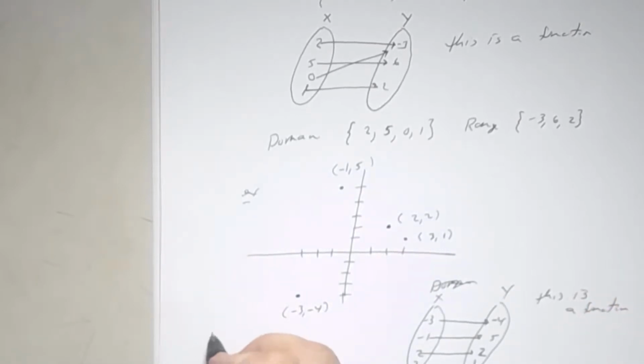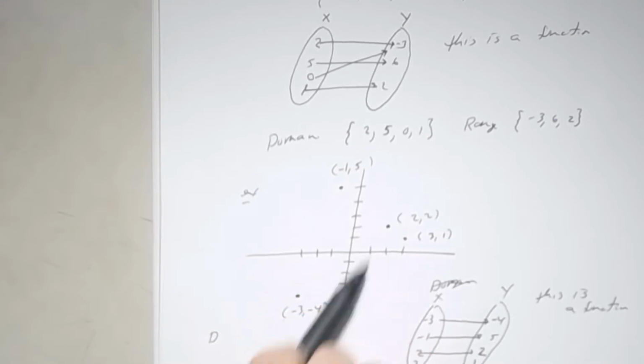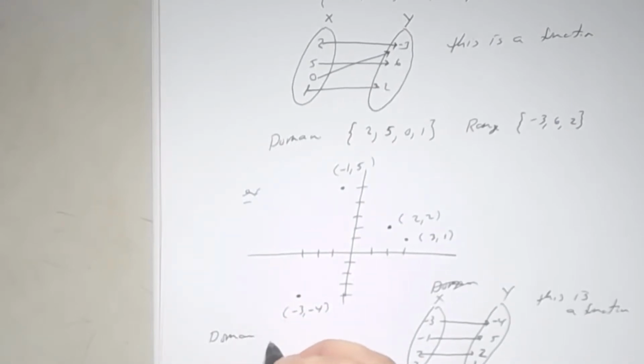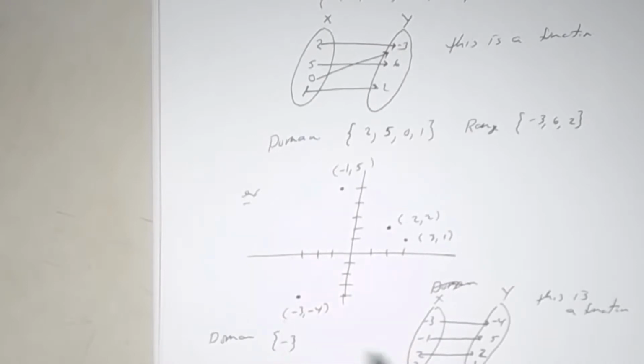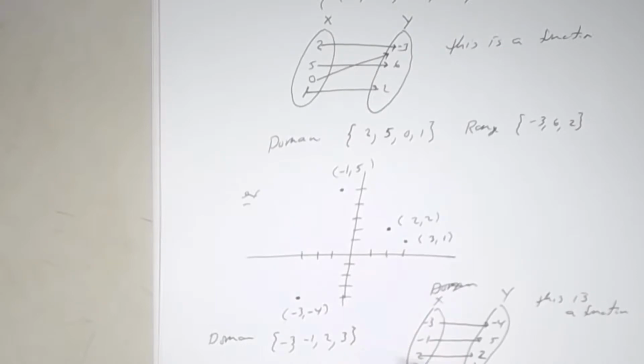Now what's the domain? You can go back and read the domain from each of those, or you can just use the list right here. On the domain, they don't have to be in any certain order? No. Okay, so negative 3, negative 1, 2, and 3. Okay.